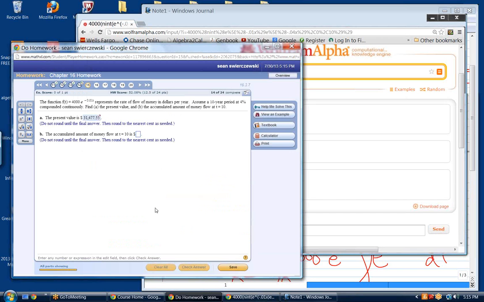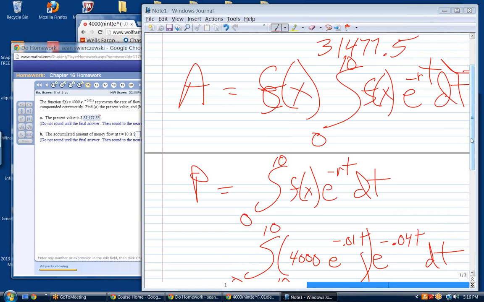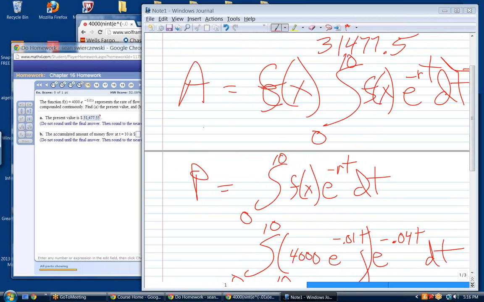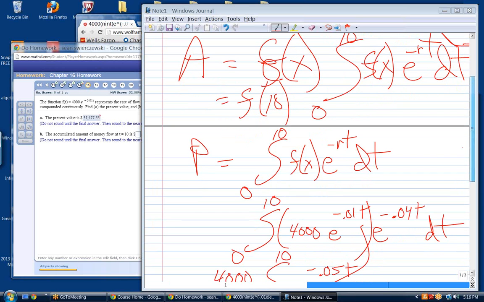Okay, so the accumulated money flow at t equals 10 would be f of 10 times that number. Well, f of 10 means we're going to substitute 10 for t, which gives us 4,000 e to the minus 0.1 t times this number. Okay.